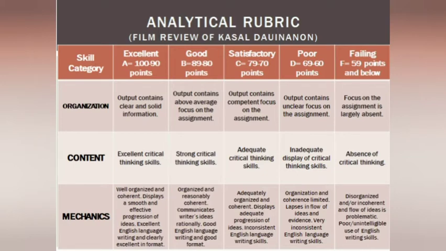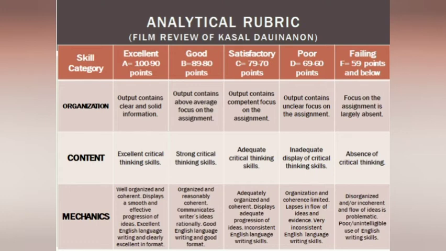So, here is our analytical rubric. The first column is for skill category, which is the organization, content, and mechanics. For the second column, we have excellent. A is equivalent to 90 to 100 points. The third column is B, which is equivalent to 80 to 89 points. The fourth column is for C, which is 70 to 79 points. Fifth column is for poor, which is D, equivalent to 60 to 69 points. And F, or failing, which is equivalent to 59 points and below.